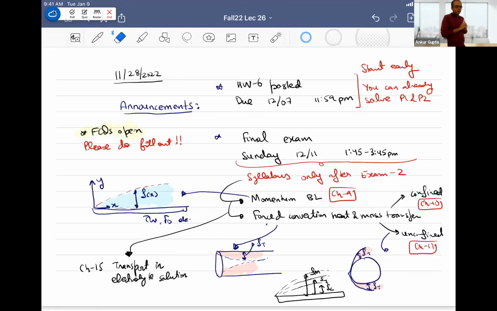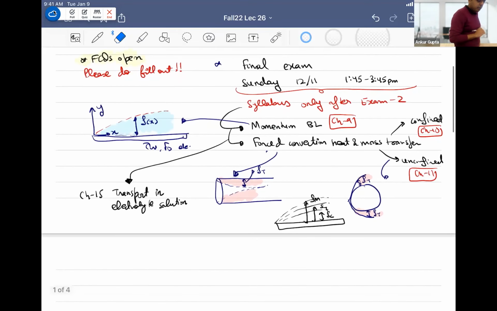All right. And then finally, I just wanted to quickly, briefly recap what we have been discussing after exam 2. The first thing that we discussed was momentum boundary layers and the drag forces. So we calculated the momentum boundary layer thickness, calculated the drag coefficient, and so on. We discussed bluff bodies, different shaped bodies.